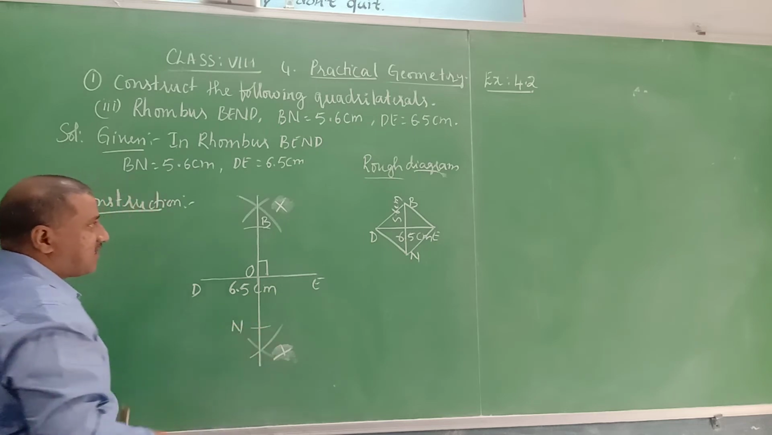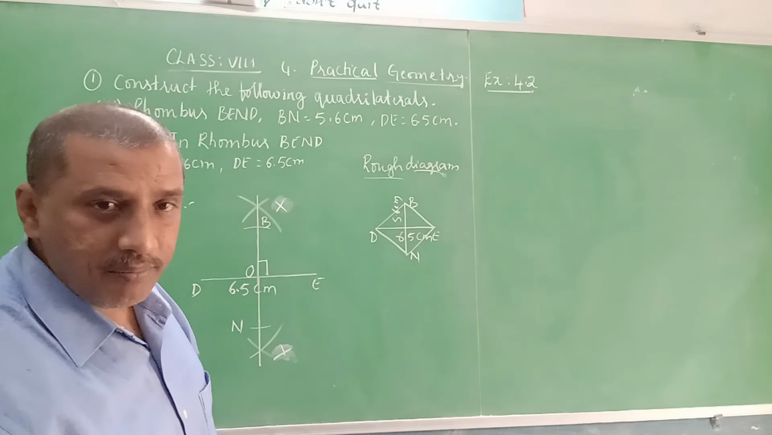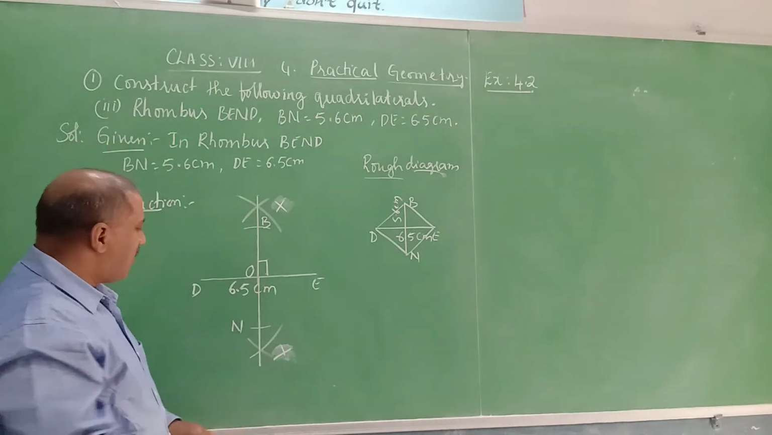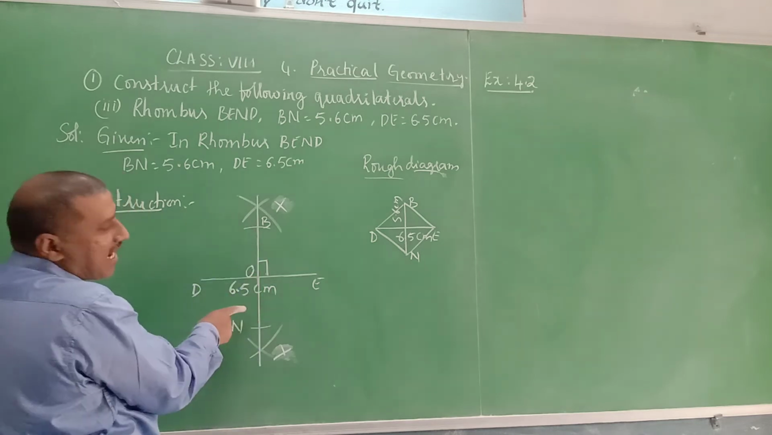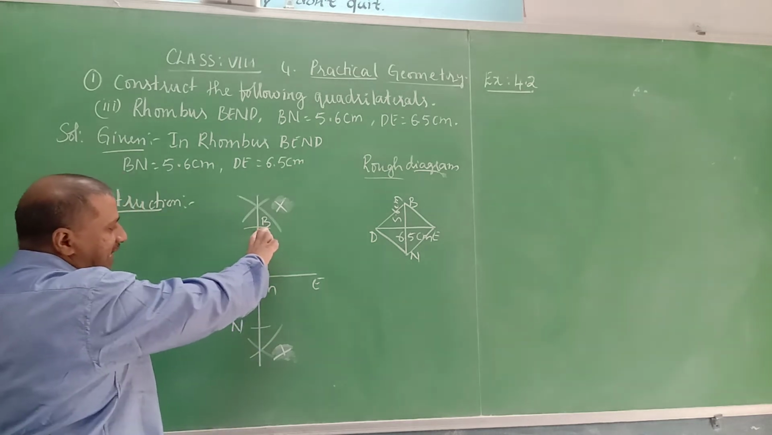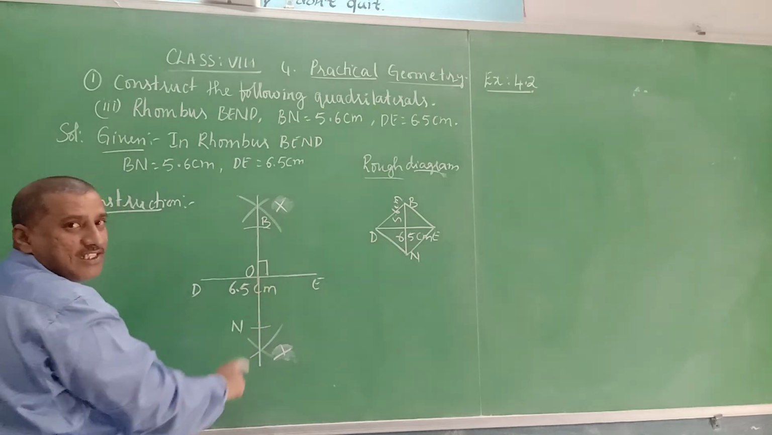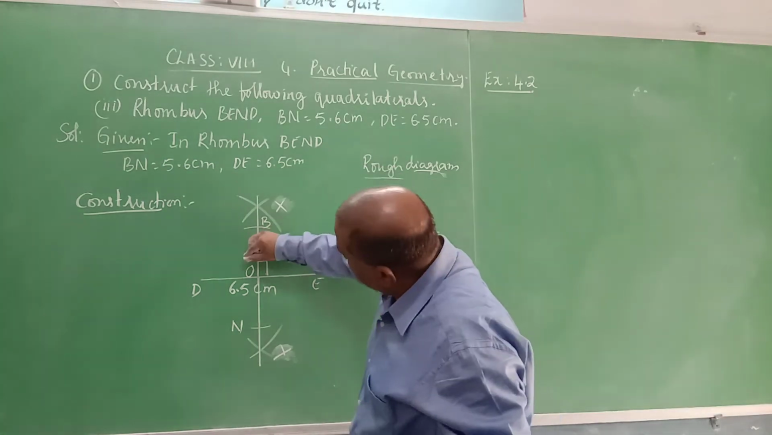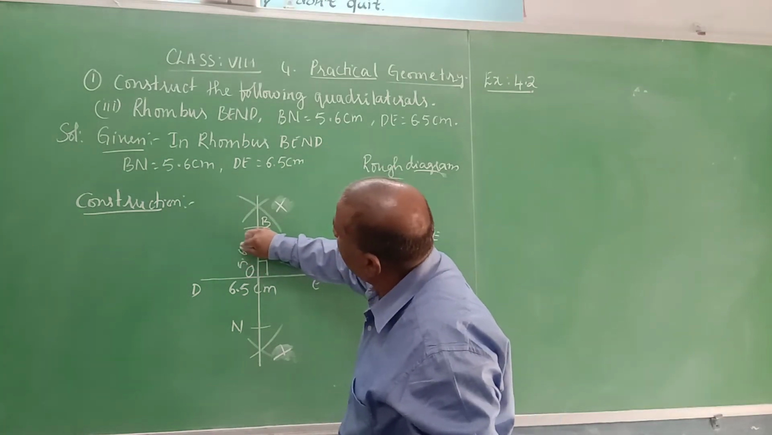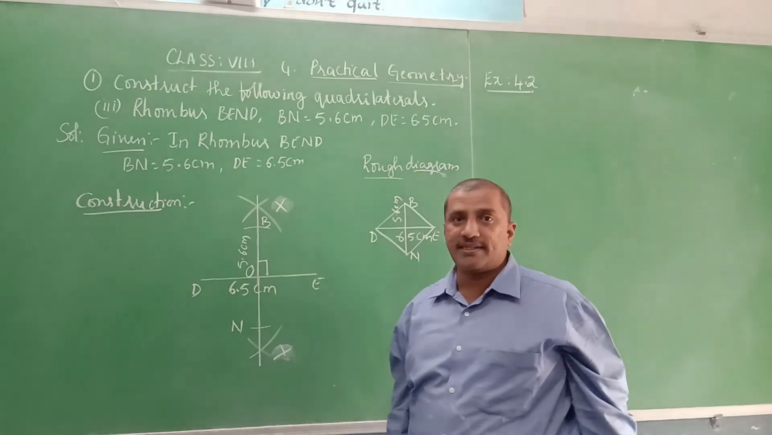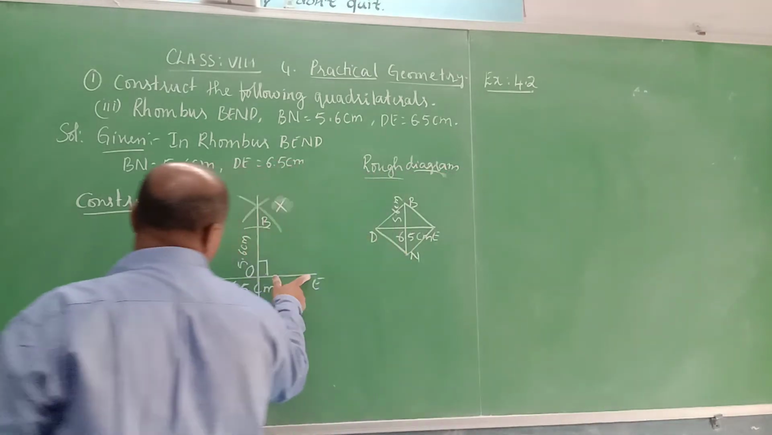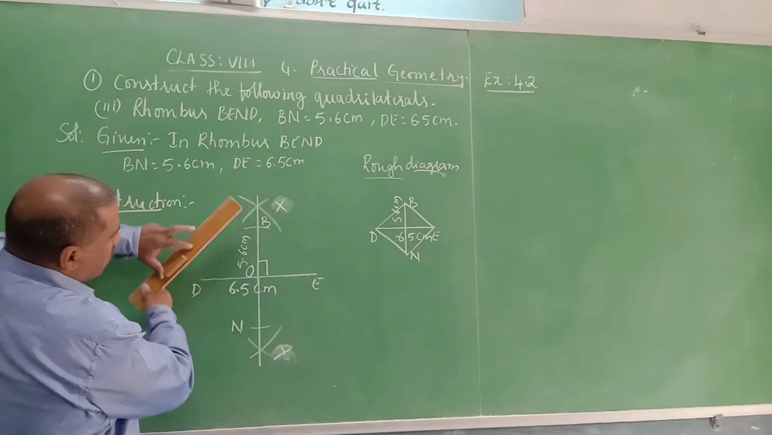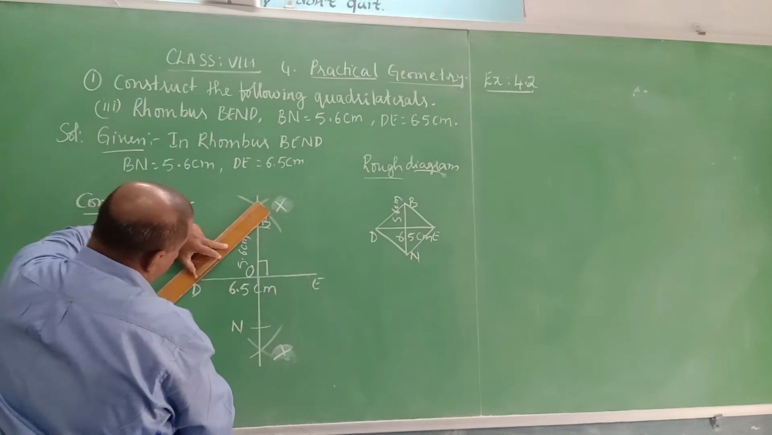So now we have located point B and point N on the perpendicular bisector of DE. Now BN is the diagonal. How much is OB? It is 2.8 centimeters. How much is ON? It is 2.8 centimeters. What is the length of the whole diagonal? It is 5.6 centimeters. Now join BE, BD, DN and NE. All you join, you get the required rhombus.